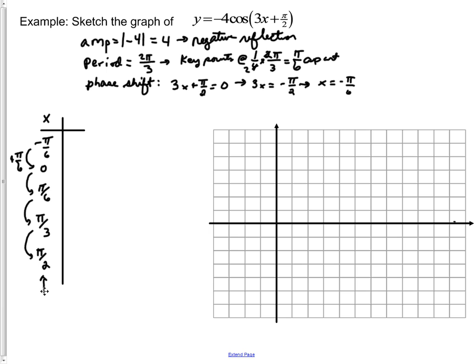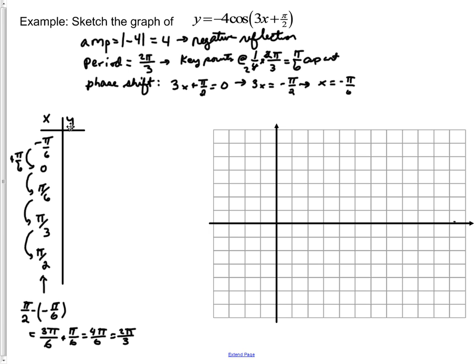Now, one good way to check whether you've got a full period: we said our period is 2 pi over 3, so we should subtract our starting point at negative pi over 6 from pi over 2. That gives us 3 pi over 6 for pi over 2, plus pi over 6 gives us 4 pi over 6, and sure enough, that reduces to 2 pi over 3. All right, not so bad.